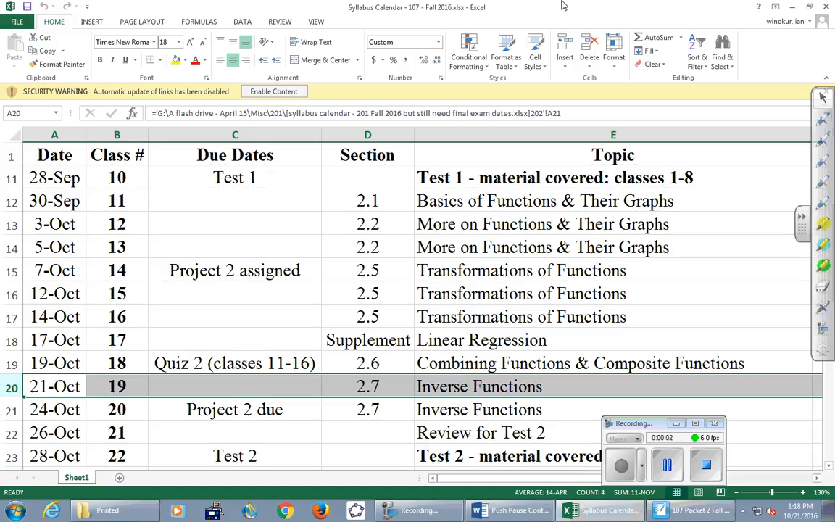Okay, today is class number 19. We are covering an important concept known as inverse functions. This concept is so important, we're doing it twice. So we're going to come back on Monday and talk some more about inverse functions. Also note on Monday what's happening.